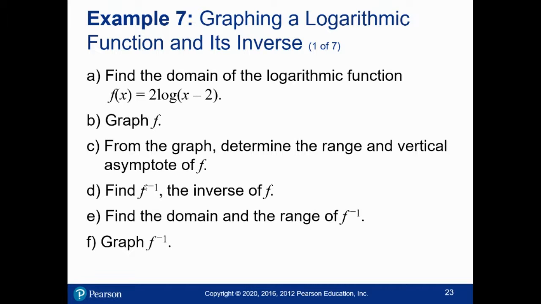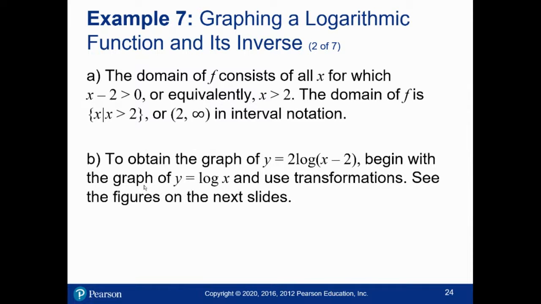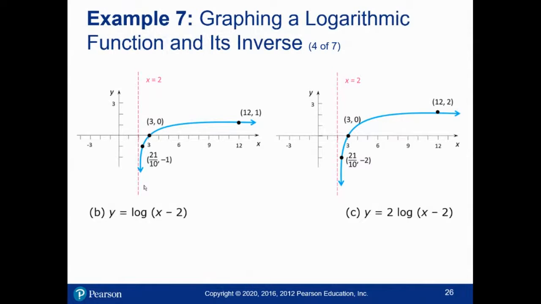Okay. Hopefully you paused and tried to do as much as you could. So I need my input to be positive. Now my input was x minus 2, so therefore x minus 2 needs to be positive, or x needs to be bigger than 2. There's your domain. To obtain the graph, we'll do a couple of transformations. First we'll shift 2 to the right. And once we've shifted 2 to the right, we will stretch vertically by a factor of 2.